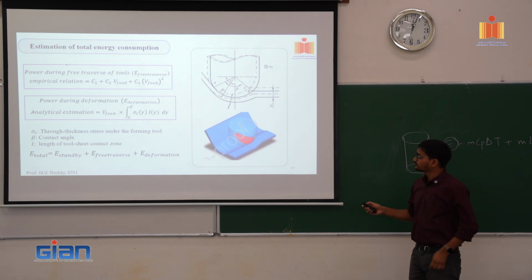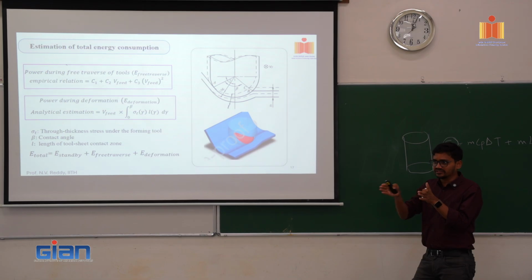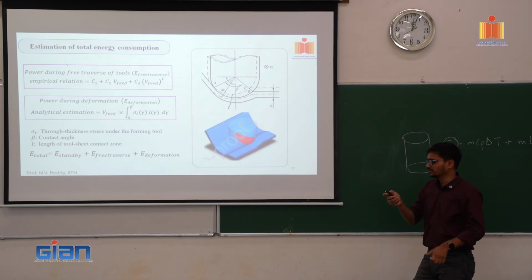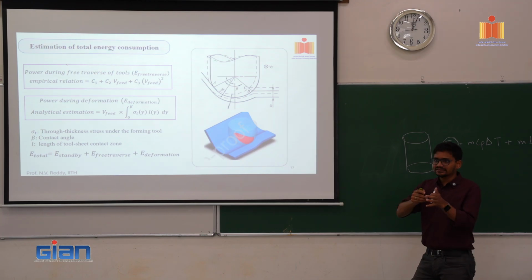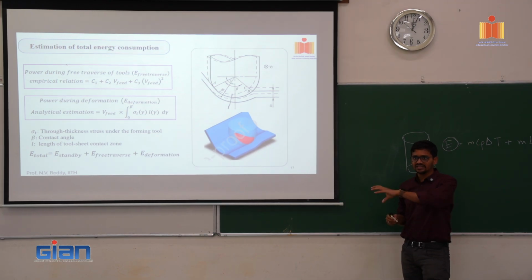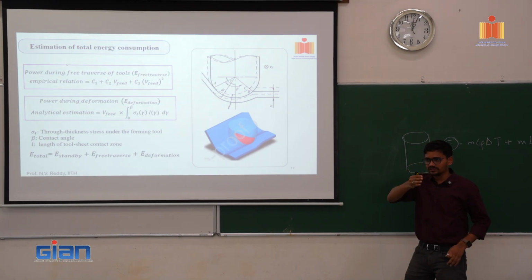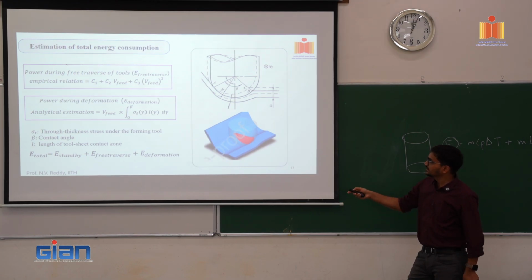Okay, now we also need to calculate what is the energy for the free traverse and what is the energy for the deformation. As you can imagine, the energy for the free traverse will be related to how fast you are moving. So typically it has some screw nut mechanism. You give some torque to the screw, and then the motors will move in the linear direction in either X or Y, and that will give you the energy of the free traverse.